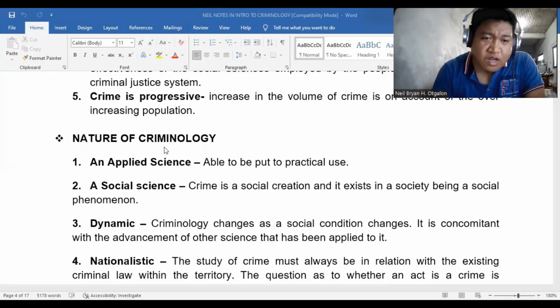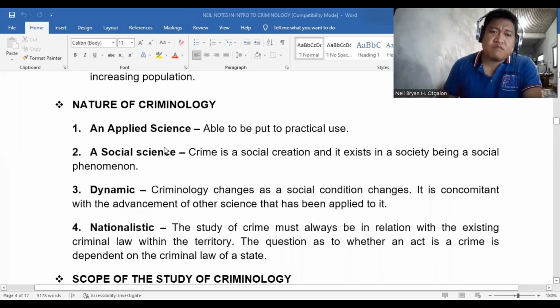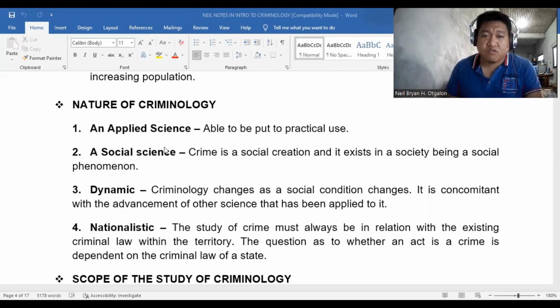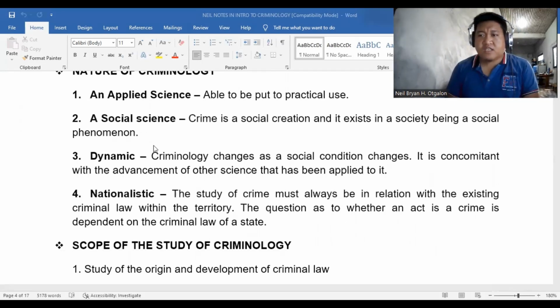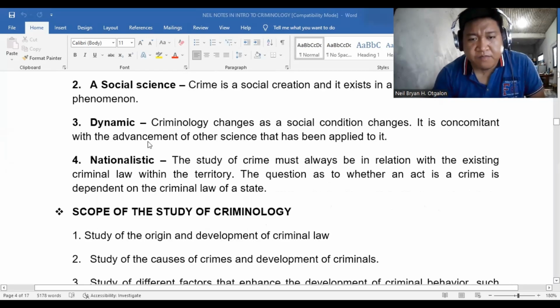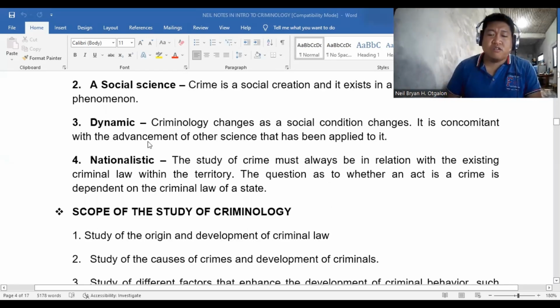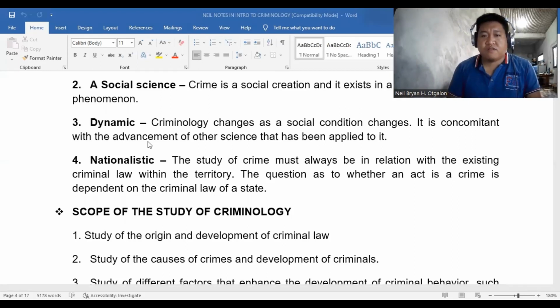So another is the nature of criminology. What is the nature of criminology? It is an applied science. It is correct, because whatever the result, it is being used in practical use. Then also it is a social science because crime is a social creation. Crime affects the society. It is a societal problem. That is why we cannot remove social science in this particular instance. Then dynamic, as I mentioned a while ago, criminology is also flexible. It updates itself depending on the status quo.